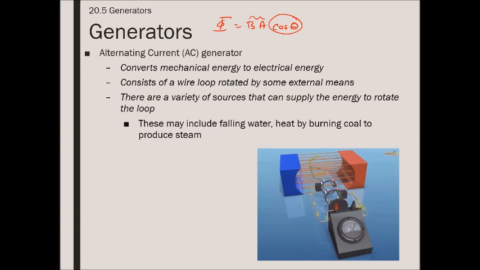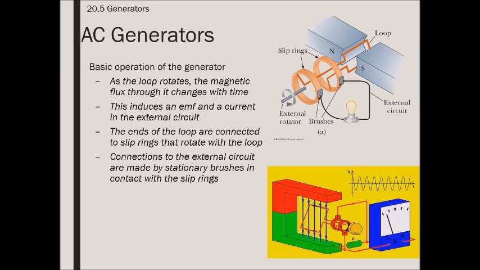There are a variety of sources that we can use to make the loop turn, and that includes falling water, and heat from coal that produces steam. There are lots of ways that we can put energy in to turn this generator to make electricity. So the basic operation is pretty much like a motor. These things are indistinguishable. They're often the same device. There are some slight design changes, but they're basically the same device.